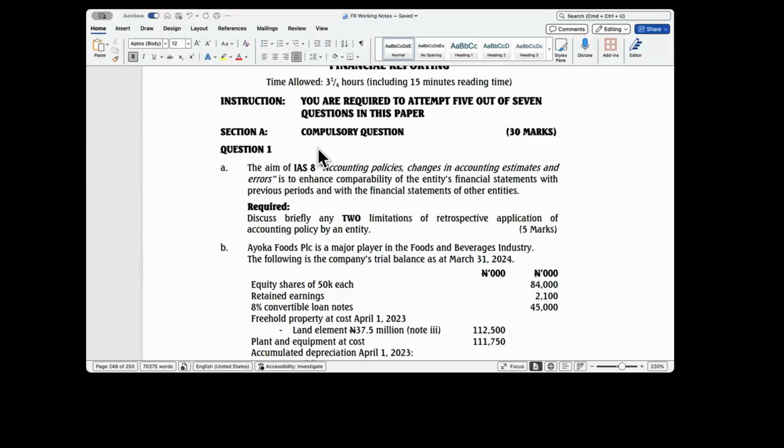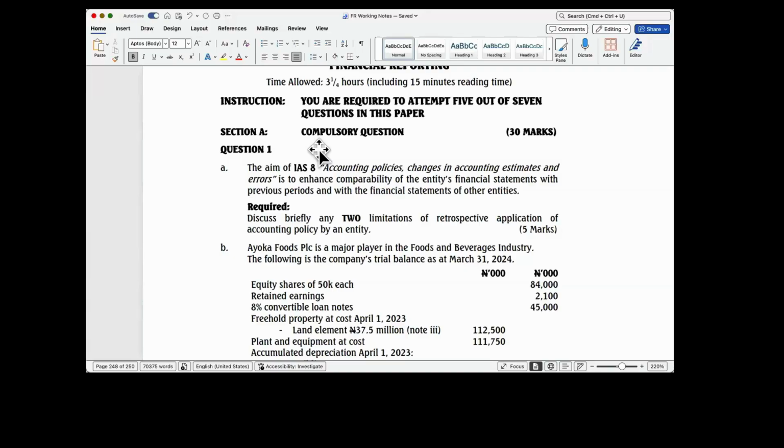The two limitations of retrospective application are, first, the impracticability to determine period-specific effects or the prior period effects of some transactions. The standard even acknowledges that there are limitations, which is the impracticability to go as far back as possible. And number two is non-availability of data to make previous year adjustments.